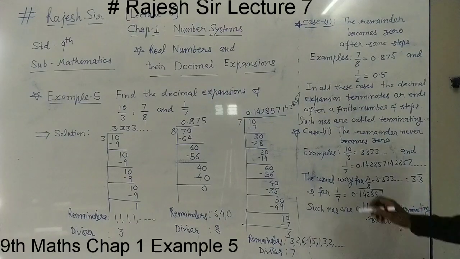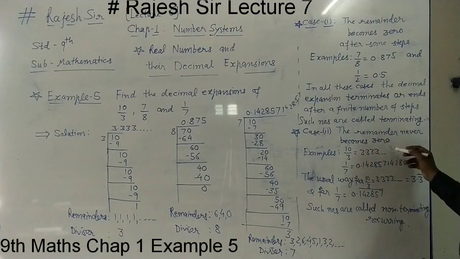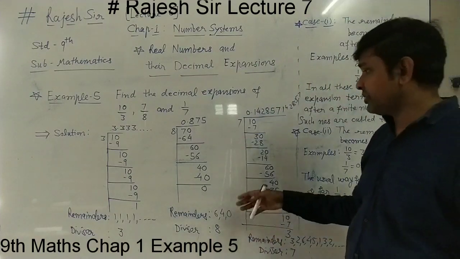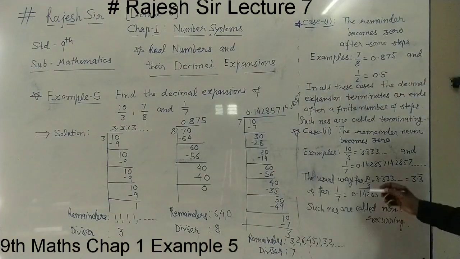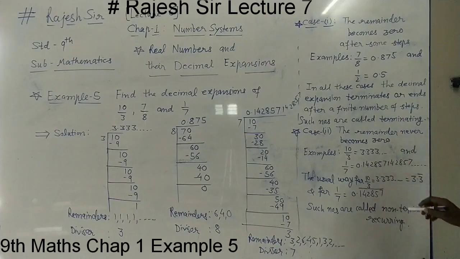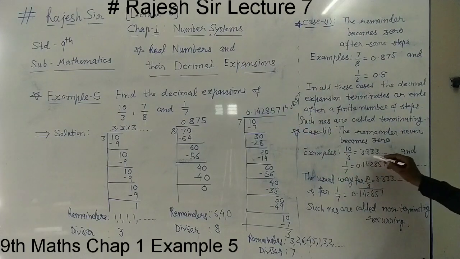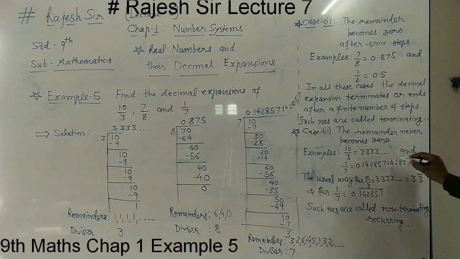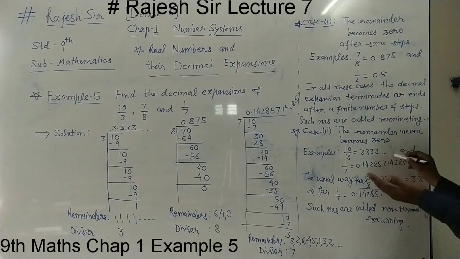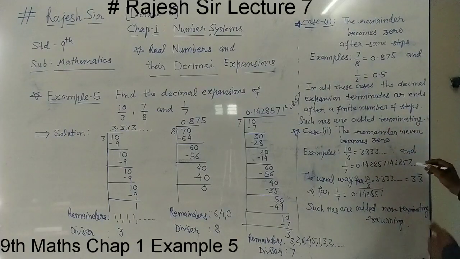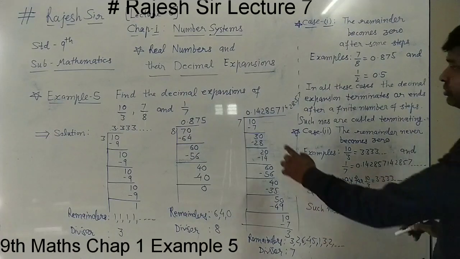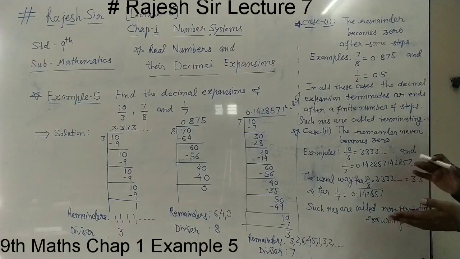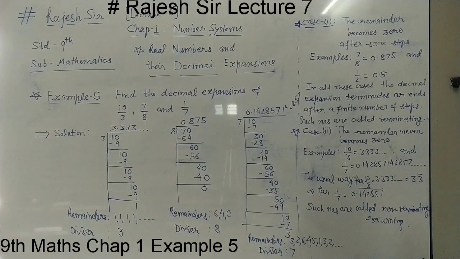And its opposite case: the remainder never becomes 0. Like in the first number, the remainder was not becoming 0 in any stage. Here also the remainder is not becoming 0. So 10 by 3, its decimal expansion is 3.333..., and the dots show that it is not ending, it continues to infinity. And 1 by 7 also, 0.142857, 142857, this type of numbers are repeating and repeating, never ending.